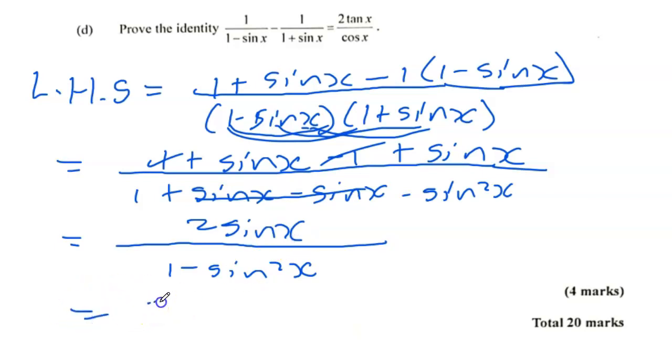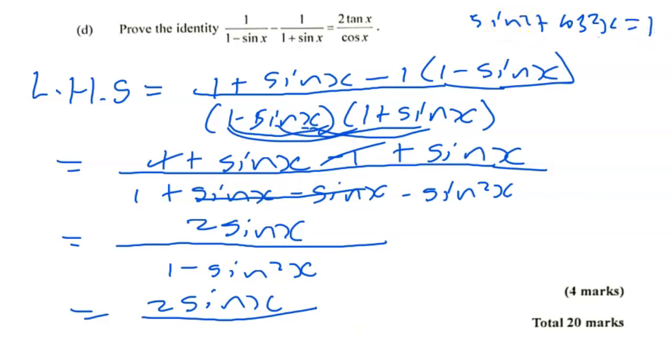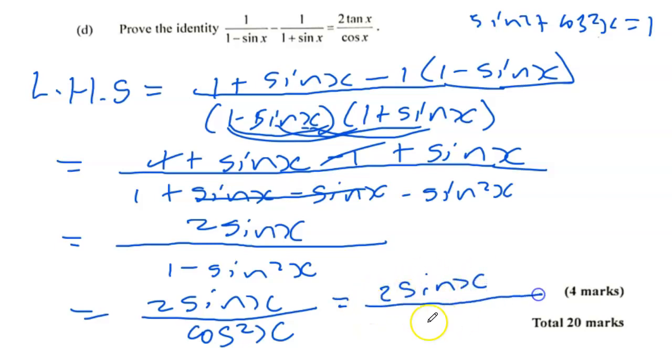So this becomes 2 sine x over 1 minus sine square. We did it earlier. Remember that sine square plus cos square is 1. So 1 minus sine square is equivalent to cos square. We need to keep an eye on what we're trying to prove: 2 tan x over cos x. So let's break up the cos square into cos times cos. So this is 2 sine x over cos x times cos x.